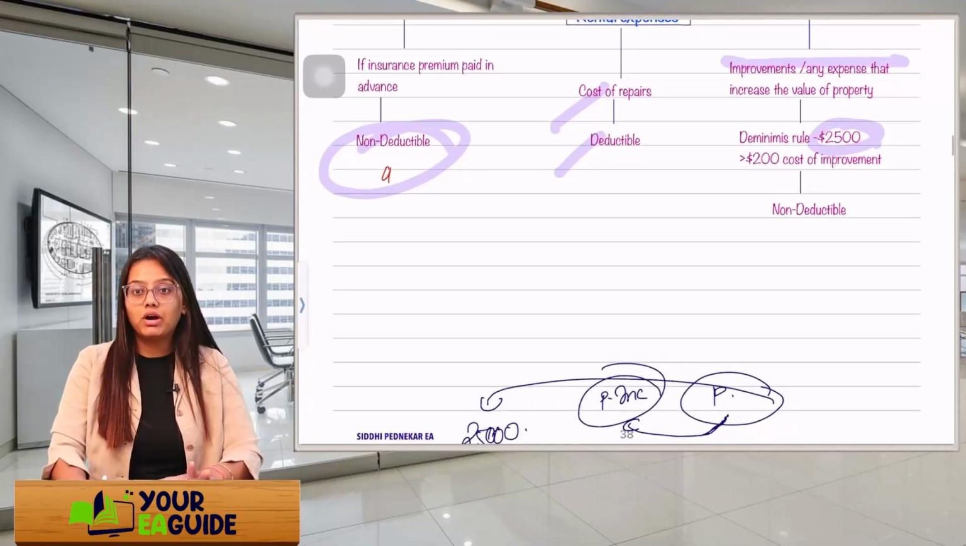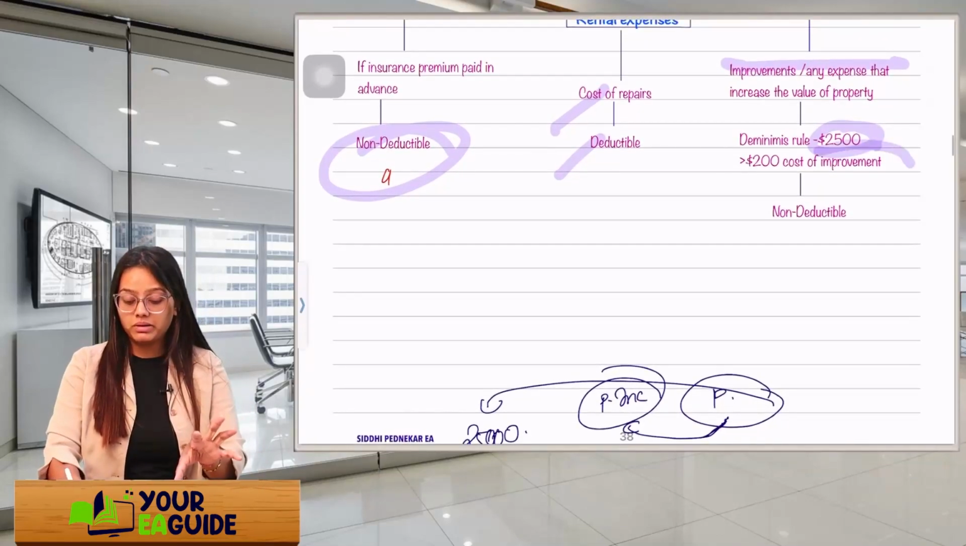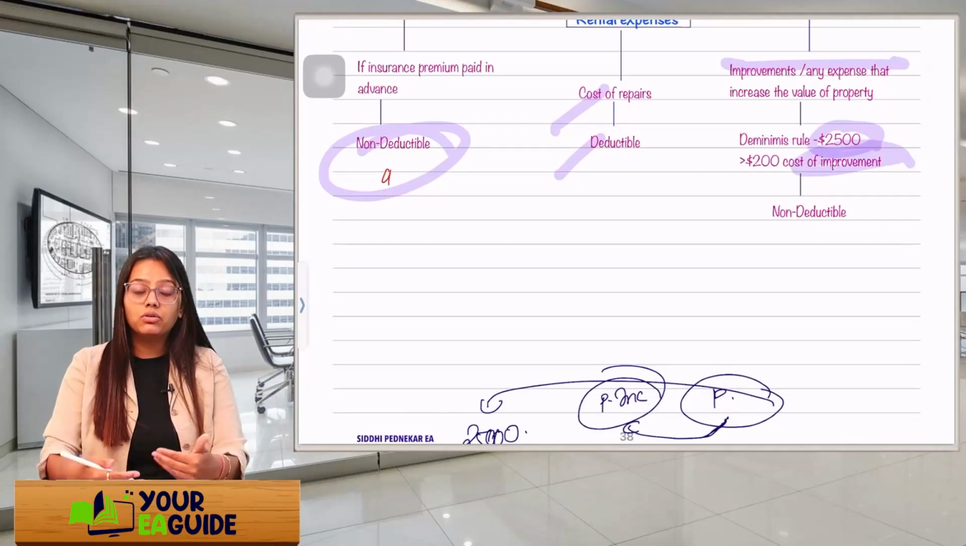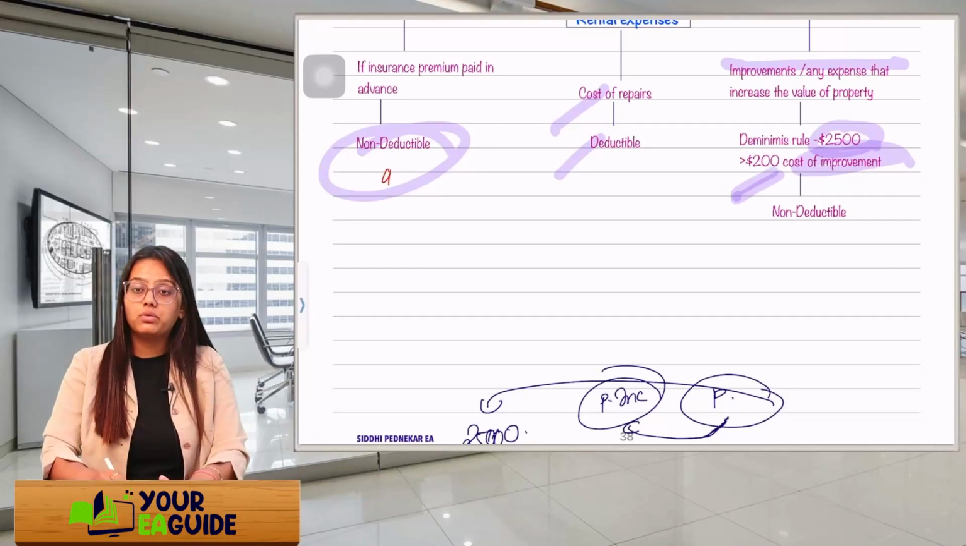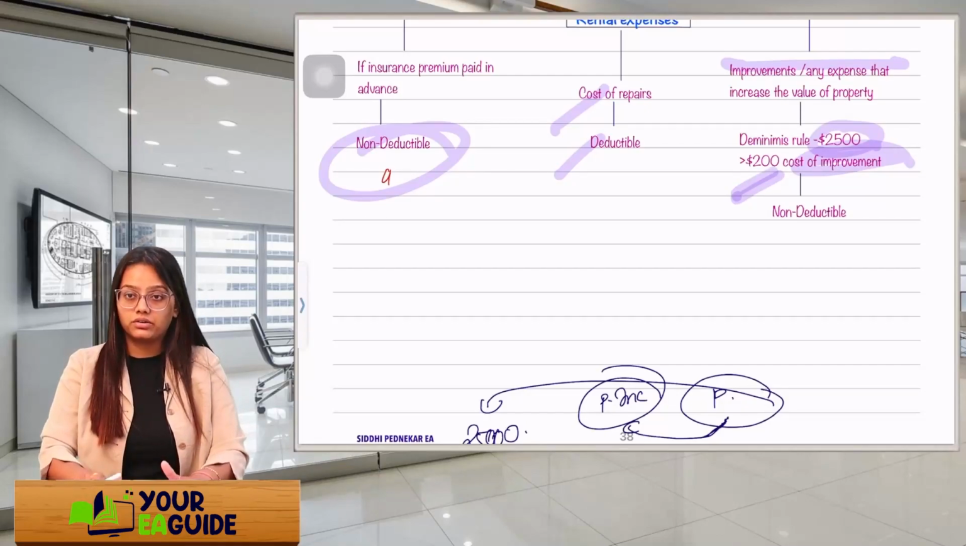Okay, and if you are incurring some cost of improvement, what do you mean by improvement? If it increases the value or the life of the asset, then it's a cost of improvement. Even if it's more than $200, you can capitalize it, it's non-deductible.